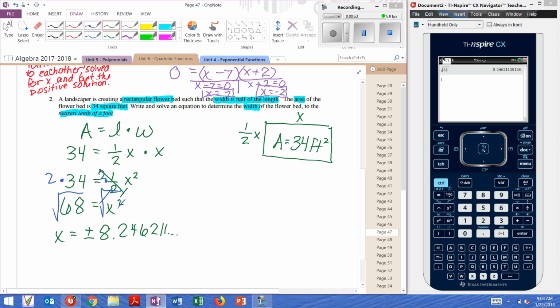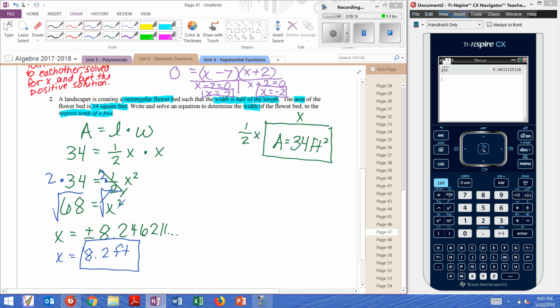And we need to round to the nearest tenth of a foot, but we also want to keep in mind that we're dealing with feet here, so we don't care about the negative value. So we'll reject that one. And our final answer is going to be x is equal to 8.2 feet.